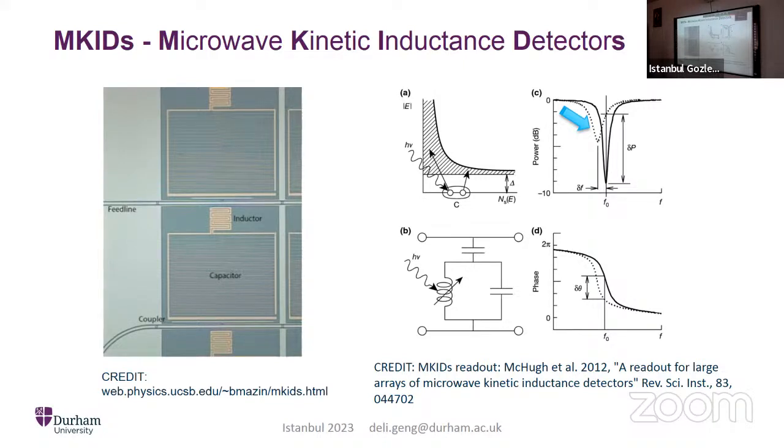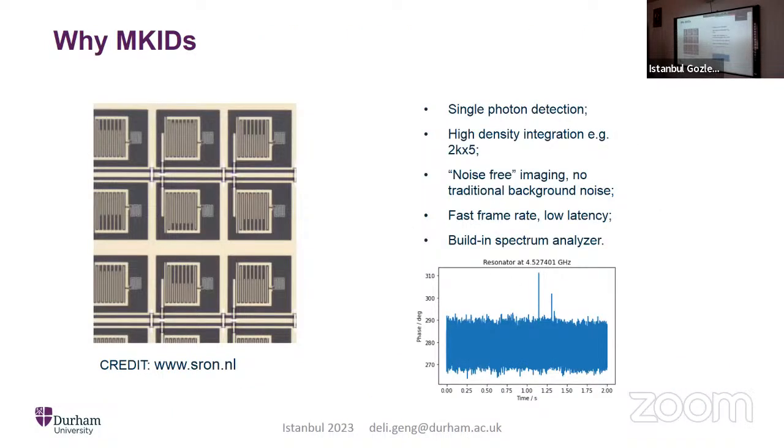Because of this feature of single photon detection, this makes the sensor quite special for some special purposes. Firstly, it can detect a single photon. When the photon strikes, from the readout system we can see a pulse. Later, I'm going to show you some results. MKIDs is not the only sensor that can detect a single photon, and also MKIDs is not the only superconductor sensor for this purpose.